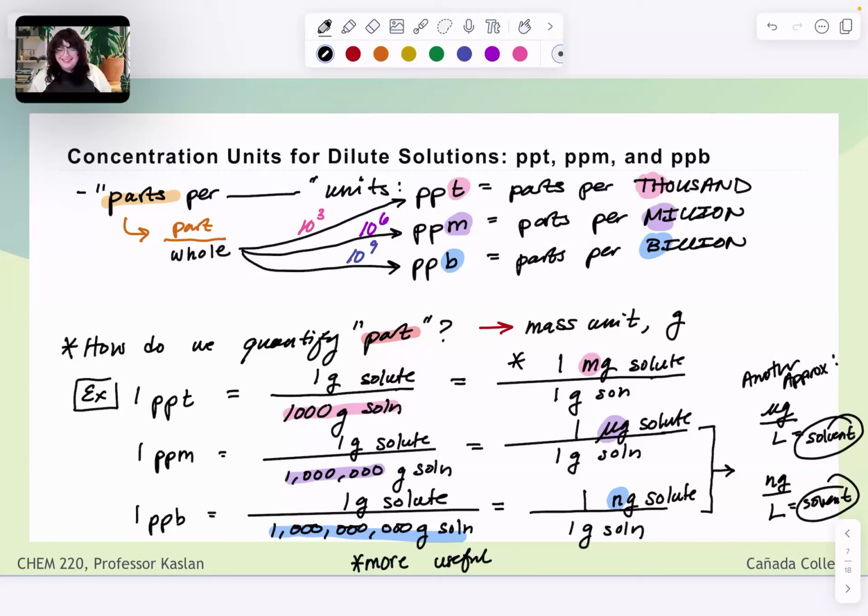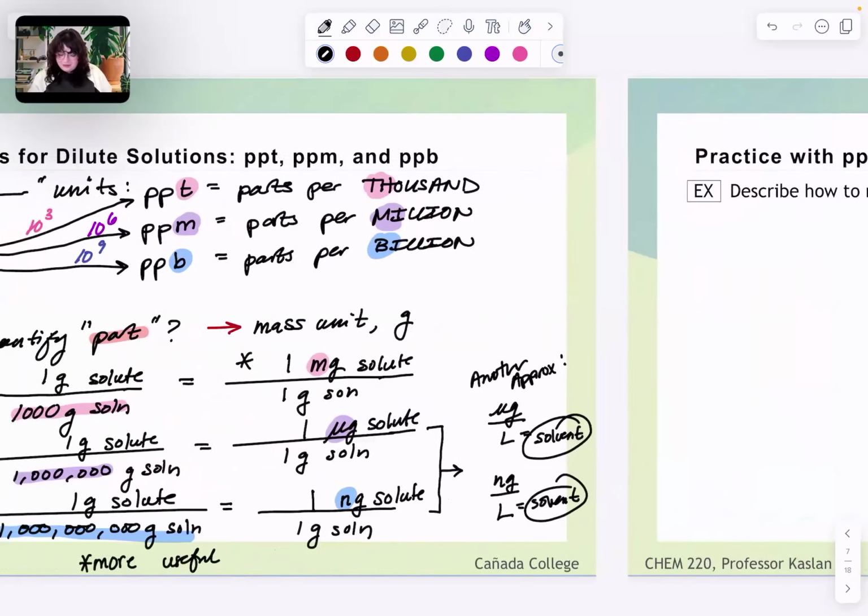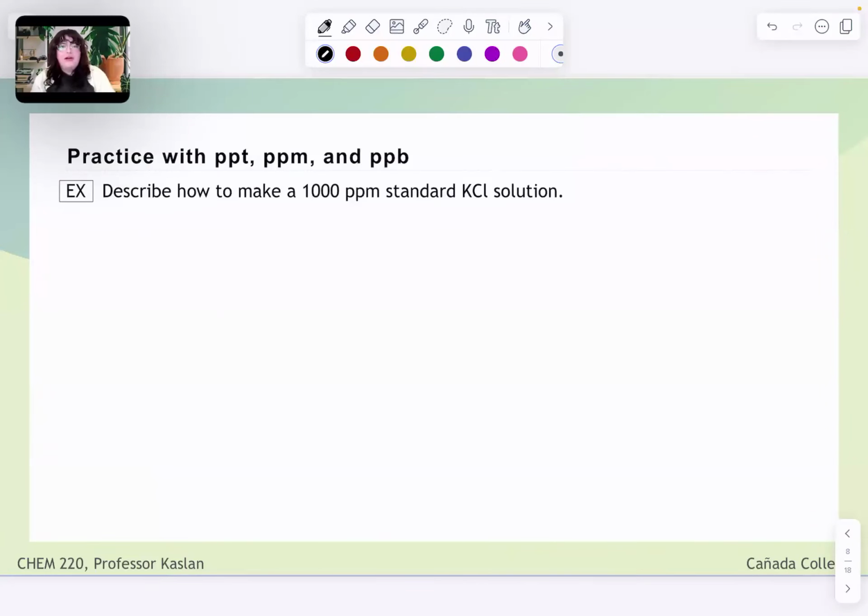Okay. So we have gone through all of our new units. And in our next video, we're going to practice this ppm, ppb, ppt idea. We're just going to make sure we're super comfortable with the idea of what it means to be a part out of a whole, and how we can take that ratio of 1 to 1,000, 1 to 1 million, and 1 to 1 billion and make sense of it if we were actually given a concentration unit like we are here.